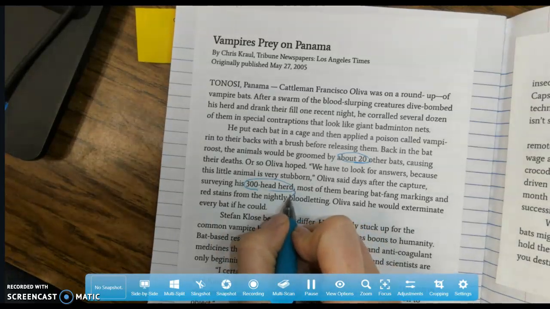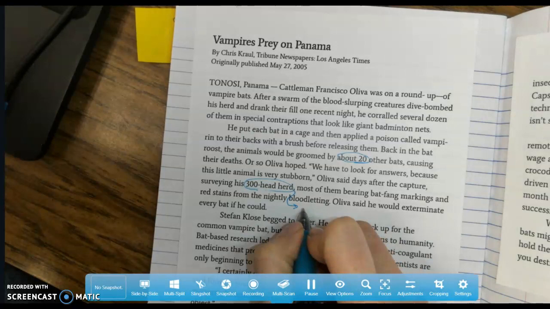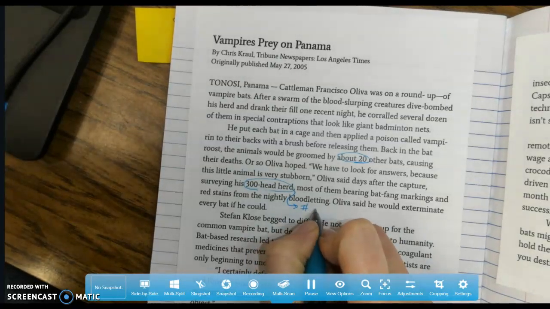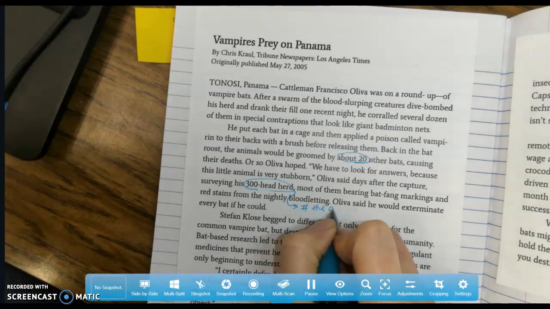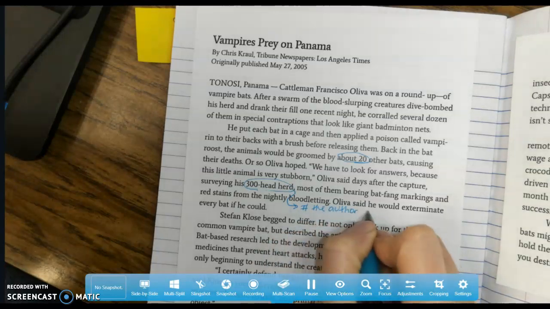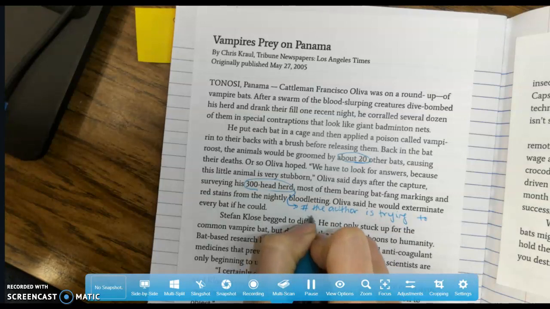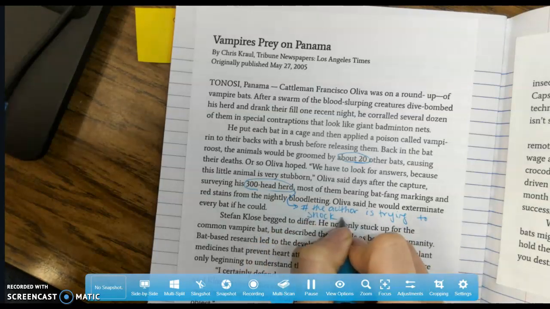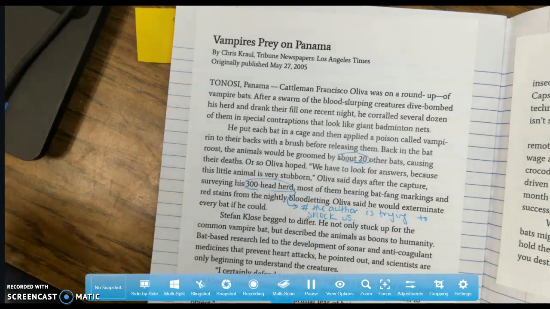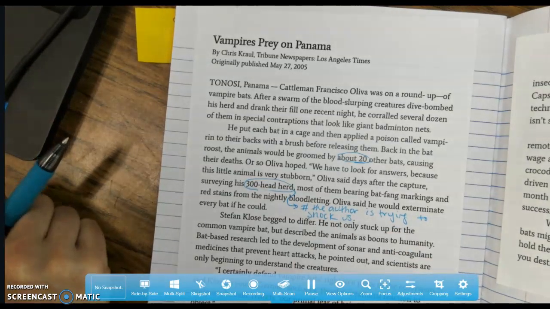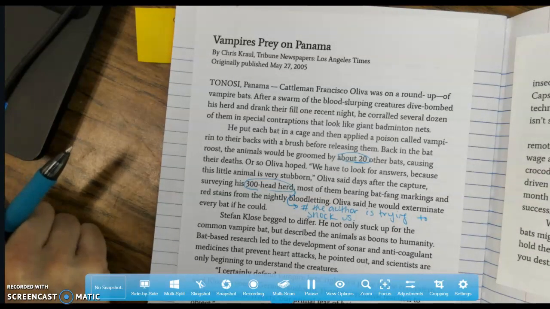I'm going to go ahead and draw a little arrow. I'm going to give my number sign. And I think the author is trying to shock us. Because I think that isn't a crazy number to see, 300 head of cattle dripping with blood and fang markings.